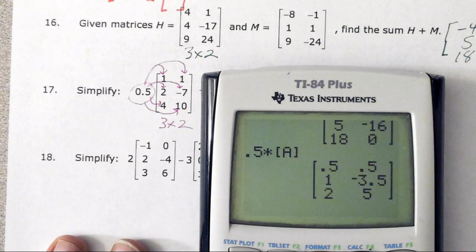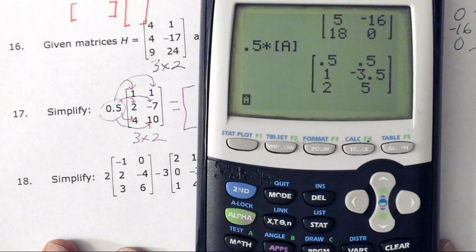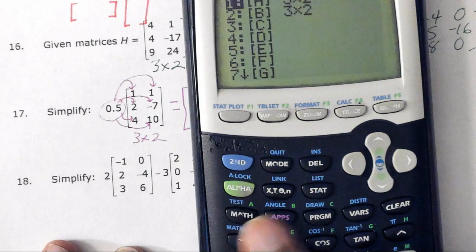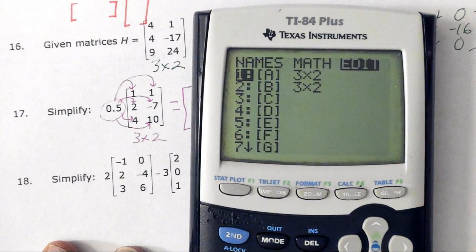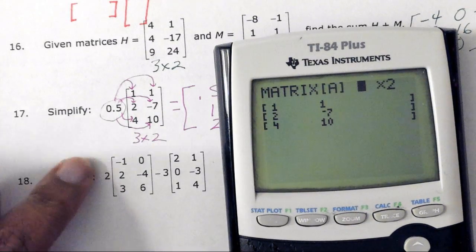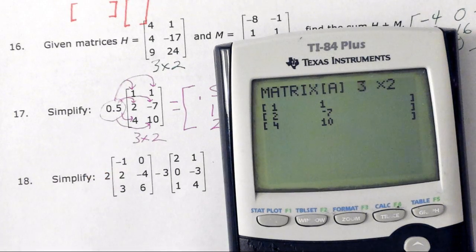So I have to enter my matrices. So let's go back. How did I do that again? Anyone know? I pressed second matrix. And again, I'm going to edit. I'm going to choose that first matrix. Great thing is my dimensions are the same. 1, 2, 3 rows, 2 columns. Enter my new information.